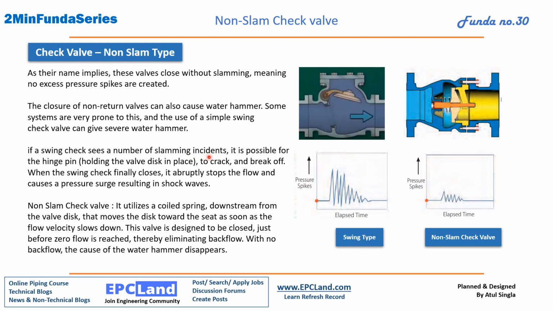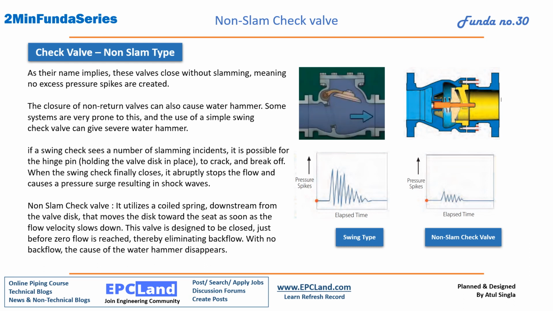If a swing valve sees a number of slamming incidents, it is possible for the hinge pin which is holding the disc in place to crack or break off. Okay, this hinge may get damaged. Okay, when the swing check finally closes, it abruptly stops the flow which is coming back, and causes a pressure surge resulting in shock waves. If you see, this kind of shock waves will be generated once it gets closed. So these shock waves again create pressure which may damage the valve.